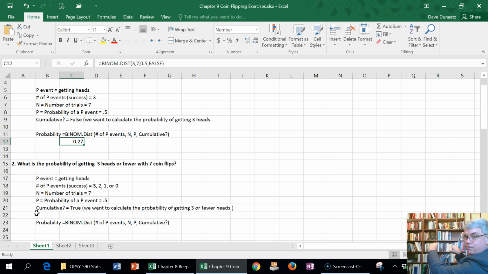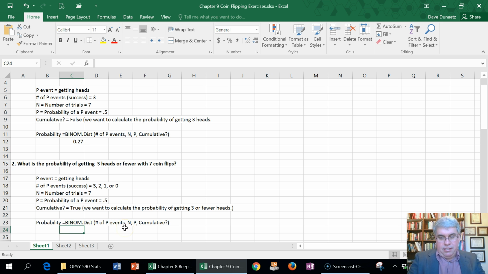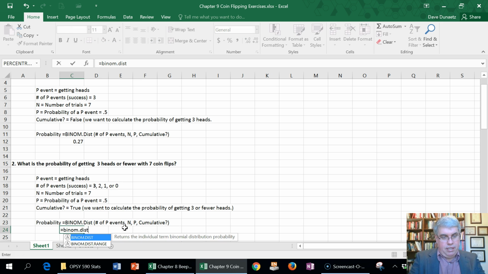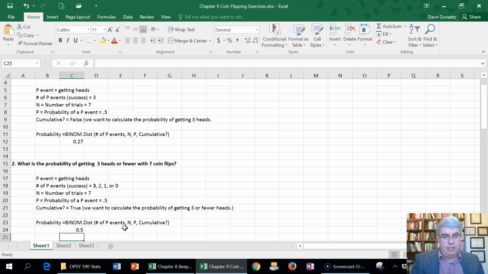So on the bell curve, we want everything to the left of 3, the 0, 1, and 2 probabilities also, and that will add them all together. So let's type in our Excel command, equals binom.dist. The number of P events is 3. Number of trials is 7. Probability of the P event is 0.5. And the cumulative is true. And we press enter. And we get 0.5.